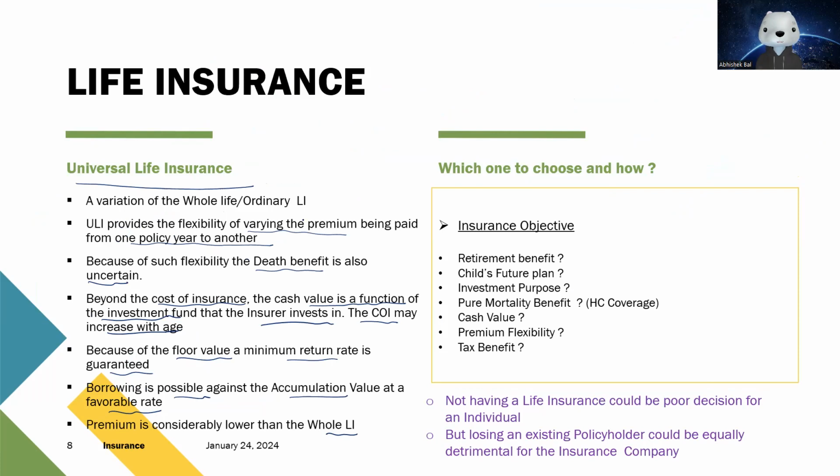ULI provides the flexibility of varying premium being paid from one policy year to another policy year. Of course, the total death benefit or the accumulative value will definitely be impacted because of this change, but nonetheless, it is better than all or nothing.